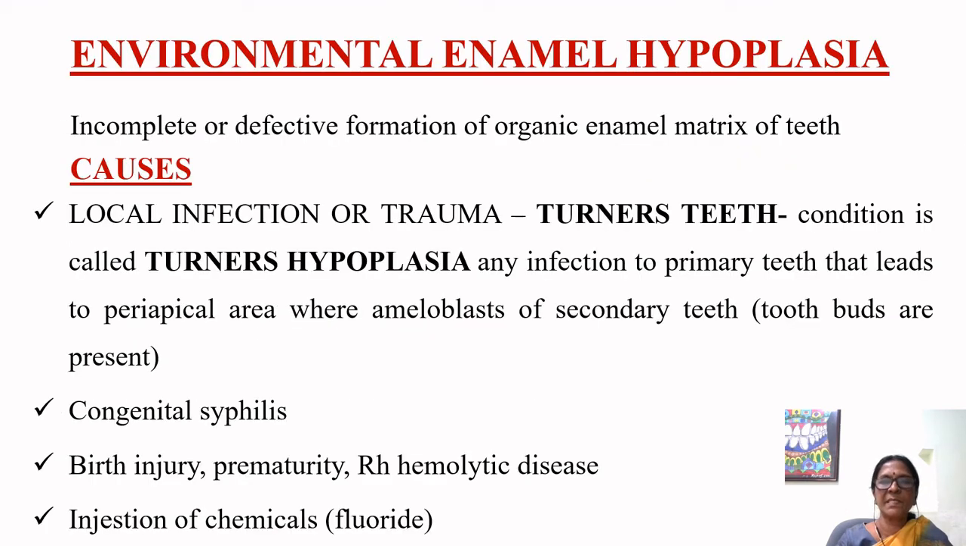Environmental enamel hypoplasia: incomplete or defective formation of the enamel organic matrix of teeth. Causes may be local infection or trauma, that is Turner's teeth or Turner's hypoplasia. That may be due to infection of the primary teeth that leads to the periapical area where ameloblasts of the secondary tooth buds are present. Otherwise, congenital syphilis is another cause, as are birth injury and ingestion of chemicals like fluoride.